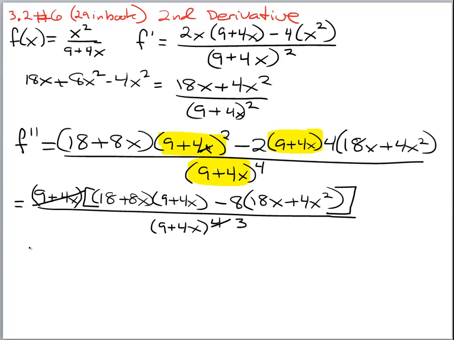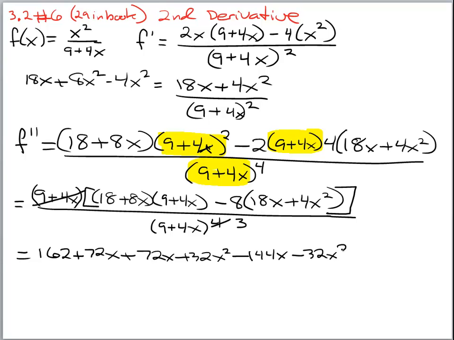So 18 times 9 is 162, and then 18 times 4x, so there's plus 72x, plus 8x times 9, there's another 72x, and then plus 8 times 4, there's 32x squared. Alright, minus, go ahead and distribute this 8, right? So 8 times 18, that's 144x, and then the minus 8 times the plus 4, so there's your minus 32x squared.